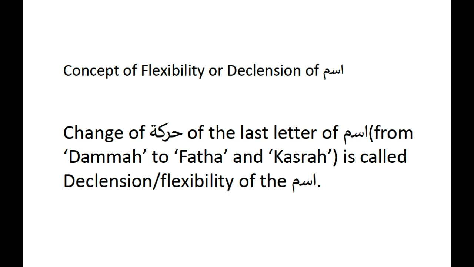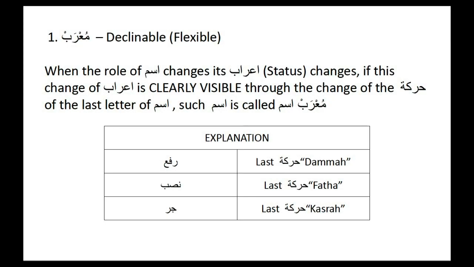Alhamdulillah, today we are going to discuss the concept of flexibility or declension of ism. As we have learned, i'rab of an ism changes due to change of its role in the sentence. In the case of a singular ism, this change is reflected through the haraka of its last letter. That is, when a singular ism is in rafa, its last letter has dhamma. When it is in nasab status, its last letter has fatha. And when it is in jar, its last letter has kasra. This change of haraka from dhamma to fatha and kasra of the last letter of a singular ism is called declension or flexibility of the ism.